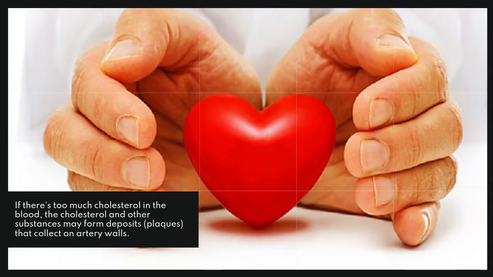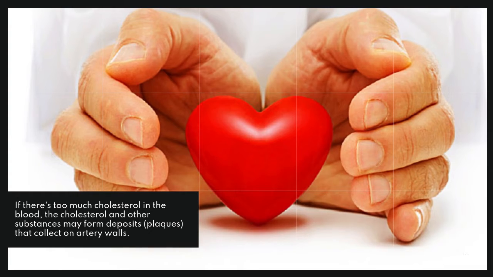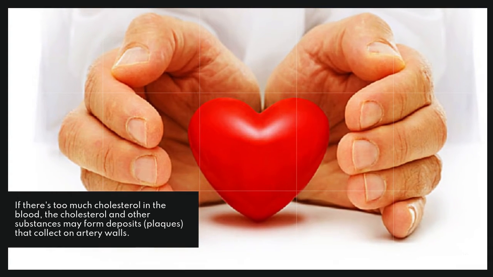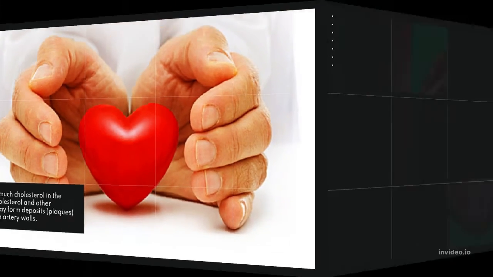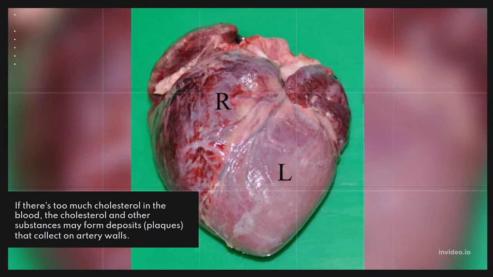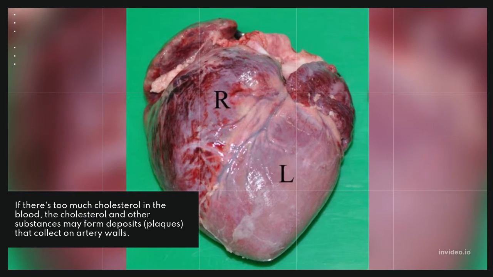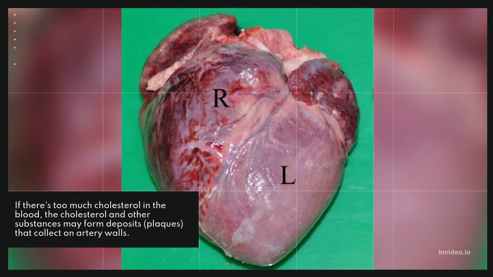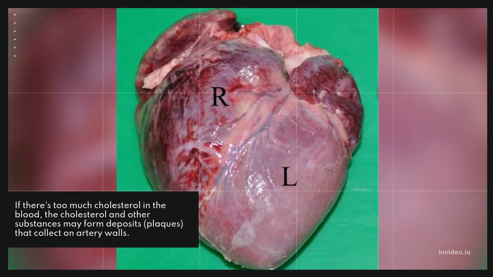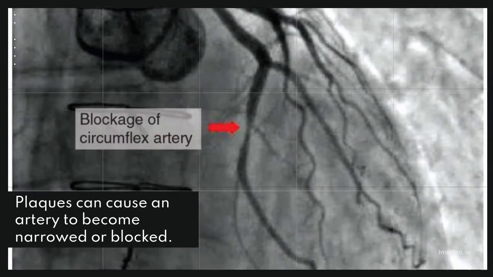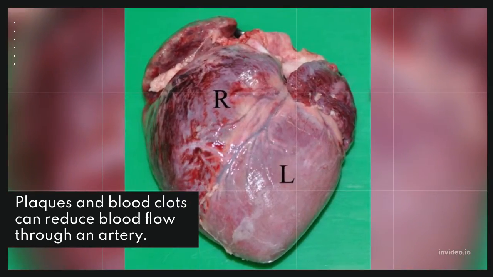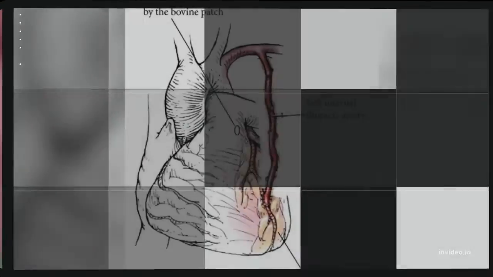If there's too much cholesterol in the blood, the cholesterol and other substances may form deposits, plaques, that collect on artery walls. Plaques can cause an artery to become narrowed or blocked. Plaques and blood clots can reduce blood flow through an artery.